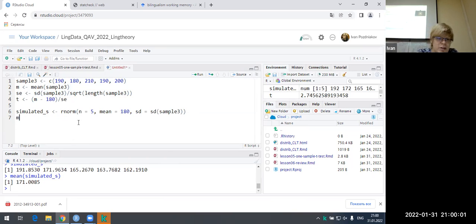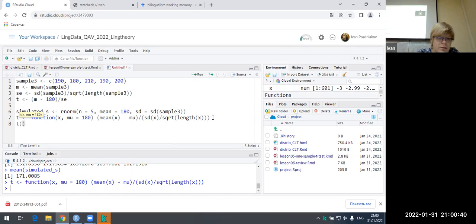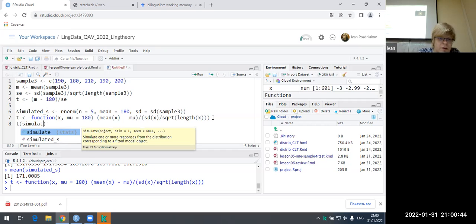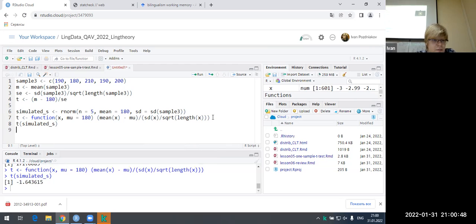Or we can even create a function that will calculate t. Function x, mean x minus mu equal 100, mean x minus mu divided by sd x divided by square root of length x. Yeah, we just created a function that calculates a test statistic on a sample. Simulated. See? Yes. So that is a test statistic on a simulated sample.